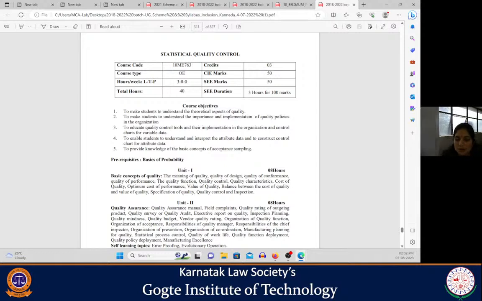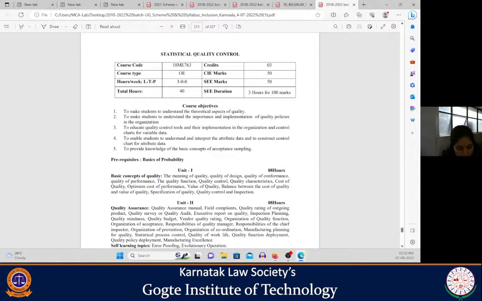Before we start with the explanation, we need to know some basic things about probability, which we have already studied in your maths. Unit 1 is all about the basic concepts of quality: the meaning of quality, quality design, quality performances, quality functions, quality control charts, characteristics, cost of quality, etc. All these specifications you will be studying as the basic concepts of quality in unit 1.